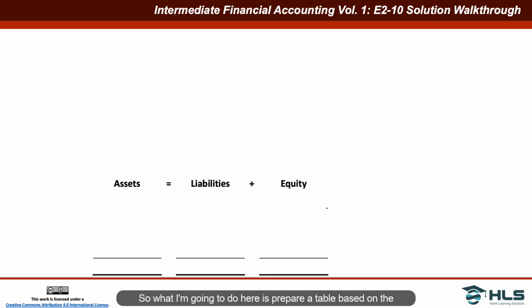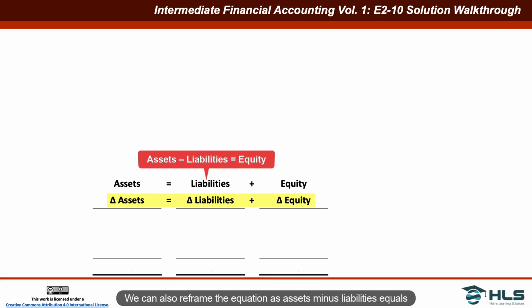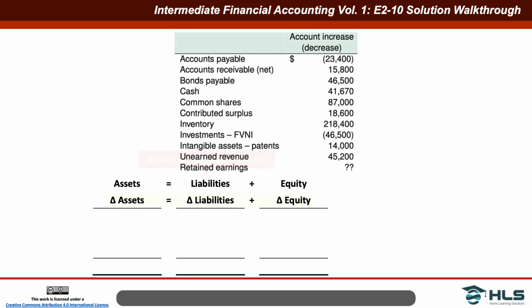So what I'm going to do here is prepare a table based on the accounting equation. And the accounting equation: assets (A) equals liabilities (L) plus equity (E). Now what we can do is extend that to say this also applies to changes. The change in assets is equal to the change in liabilities plus the change in equity. We can also reframe the equation as assets minus liabilities equals equity, or the change in assets minus the change in liabilities equals the change in equity.